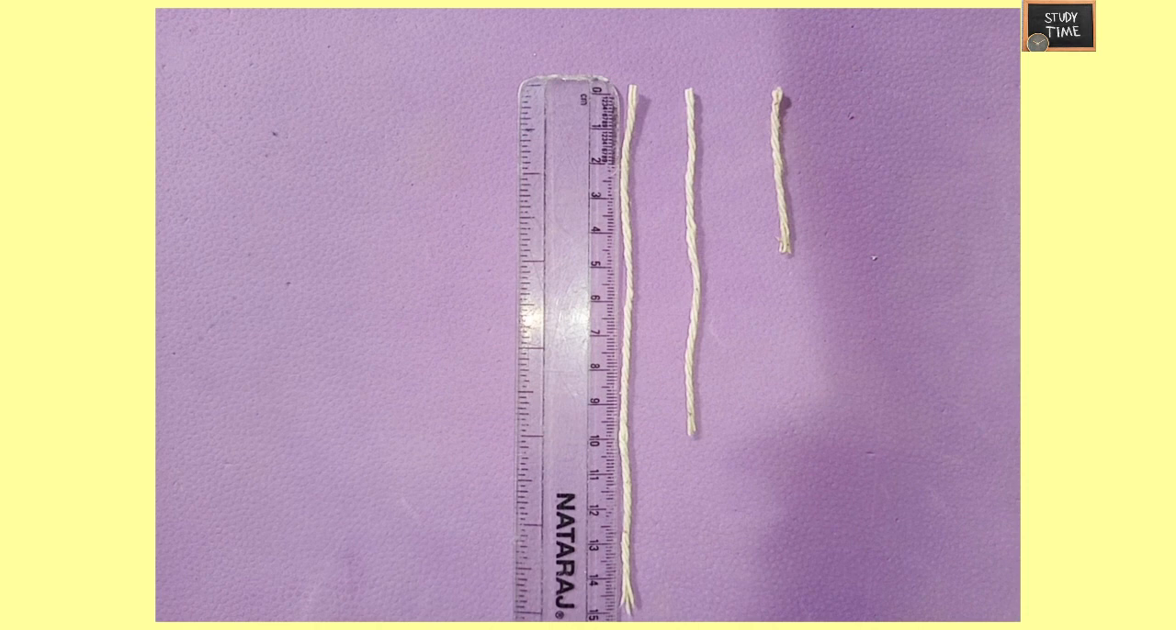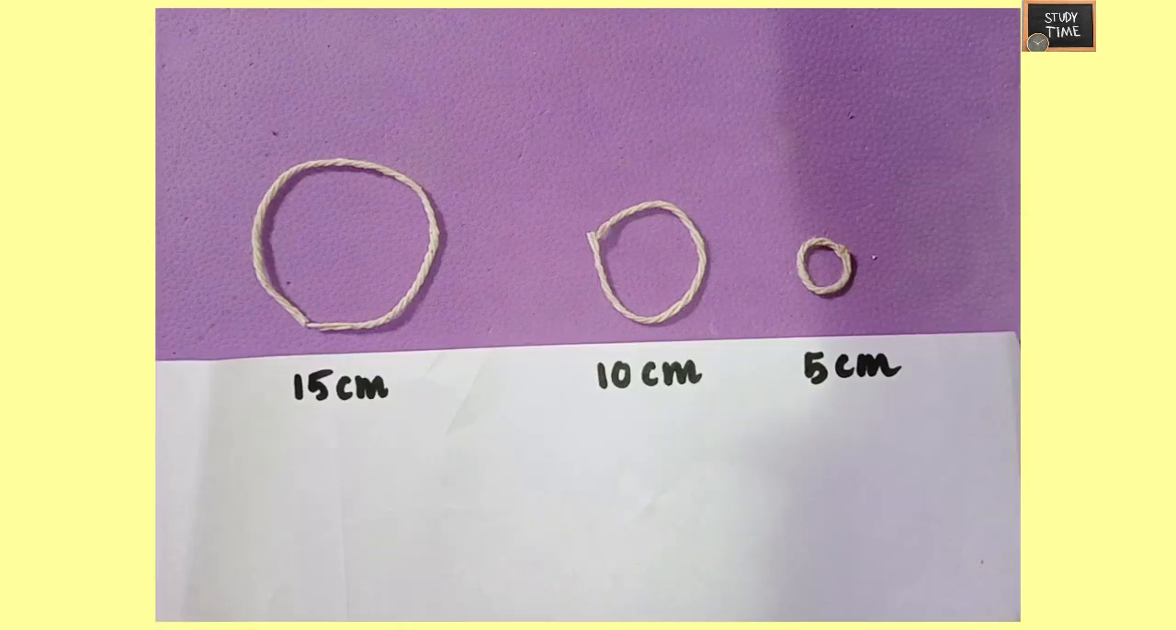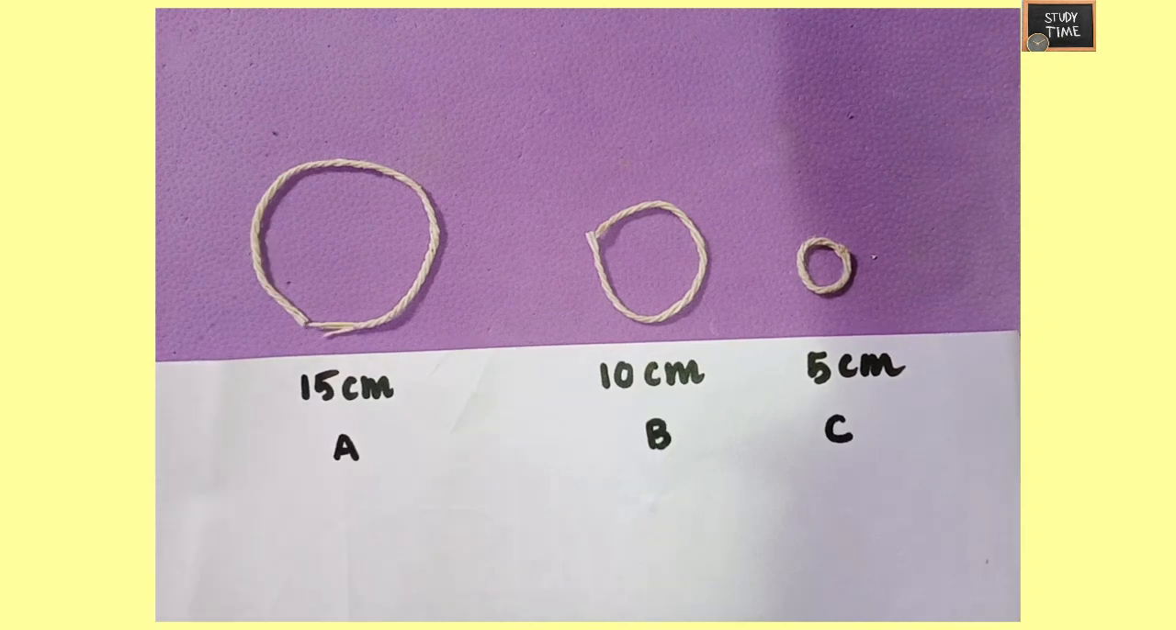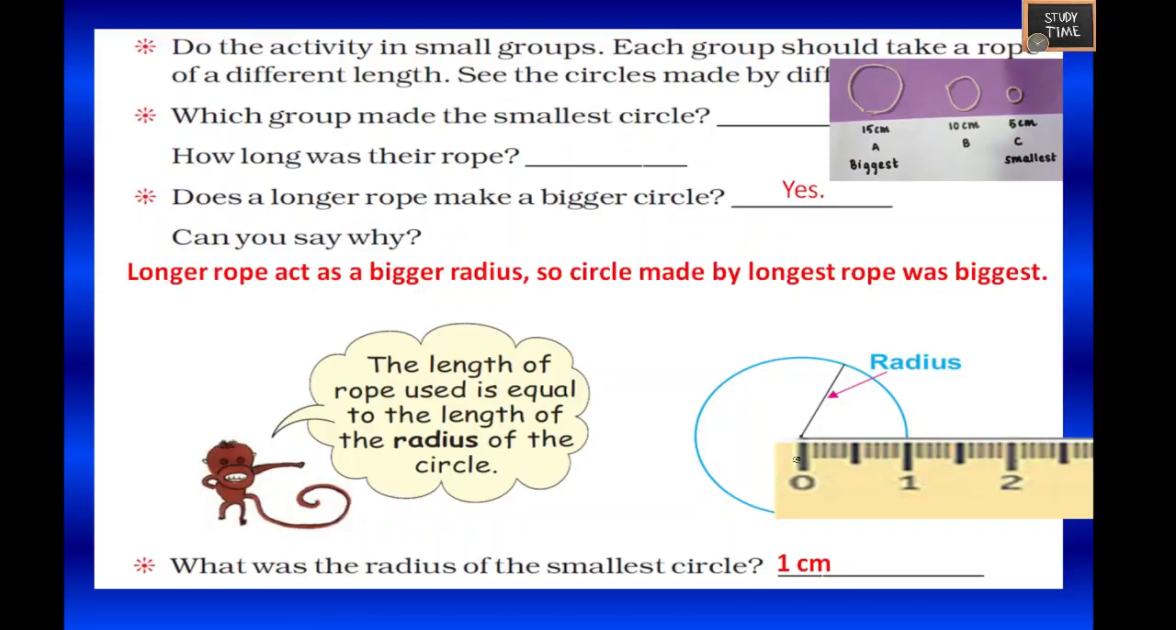I have taken 3 ropes, one of 15 centimeter, 10 centimeter and 5 centimeter. So this is how you should make a circle with a given rope. The first one is 15 centimeter, then 10 centimeter, then 5 centimeter. So which one is the biggest one? You can guess. Obviously A is the biggest one, and C is the smallest one.